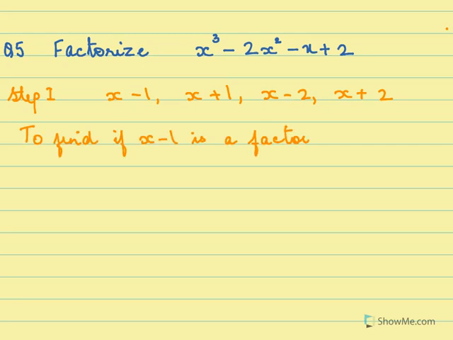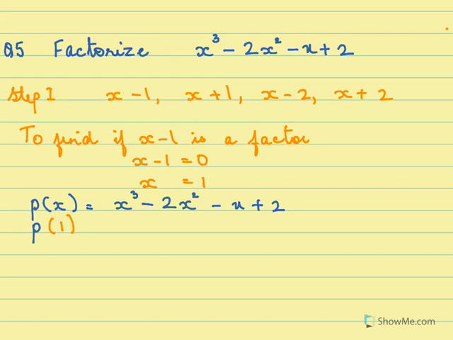Now to check if x minus 1 is a factor, you say x minus 1 equal to 0, x equal to 1. We know P of x is equal to x cube minus 2x square minus x plus 2. And now you're going to find P of 1. So wherever there is x, you will put 1.